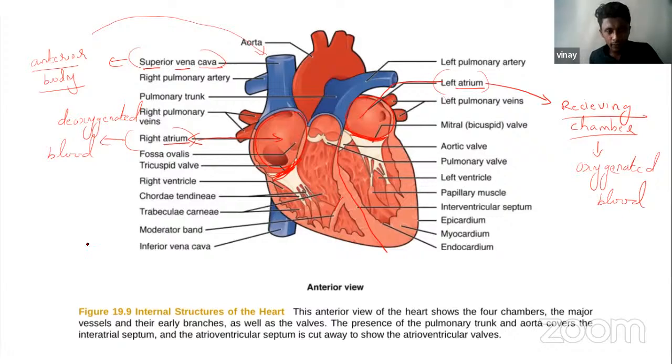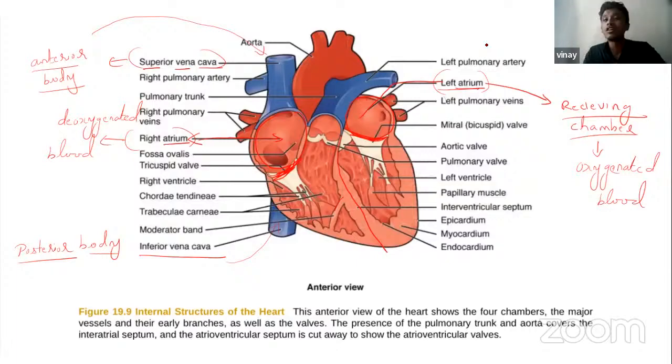Similarly, the inferior vena cava is for the posterior body, like your kidneys, your abdomen, your stomach, your intestines, your legs, etc. Wherever there is deoxygenated blood, it is collected by the inferior vena cava and poured into your right atrium. So the right atrium becomes a receiving chamber for the superior and inferior body through 2 different vessels: one is called the superior vena cava, the other the inferior vena cava. Understood?